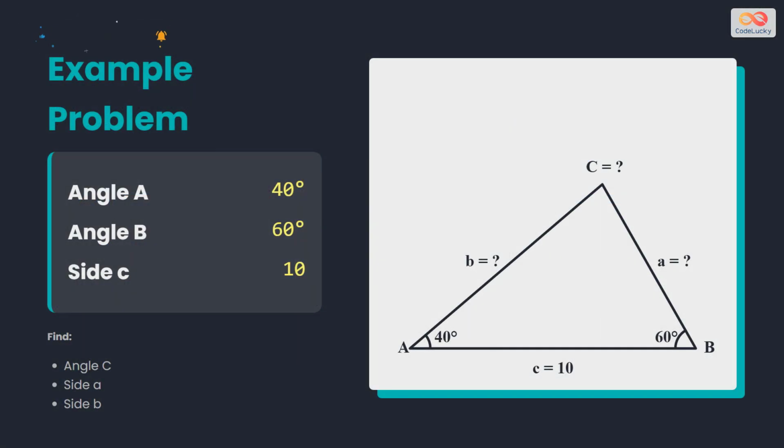Let's look at an example. We are given a triangle where angle A is 40 degrees, angle B is 60 degrees, and the side between them, side c, is 10. We need to find angle C, side a, and side b.